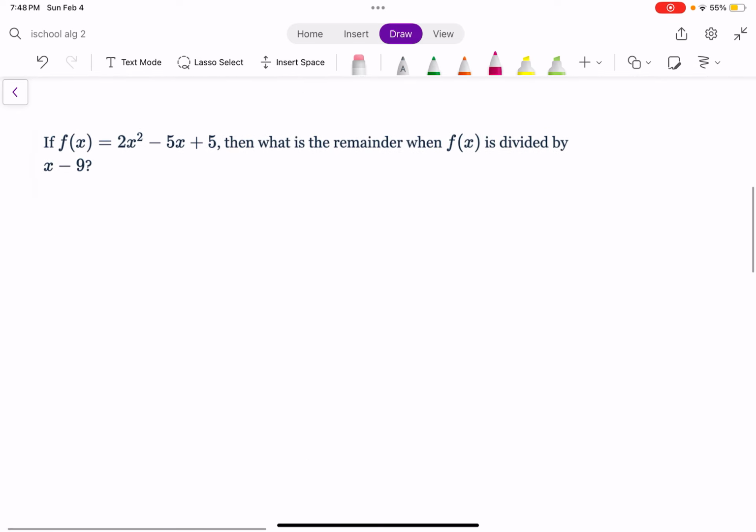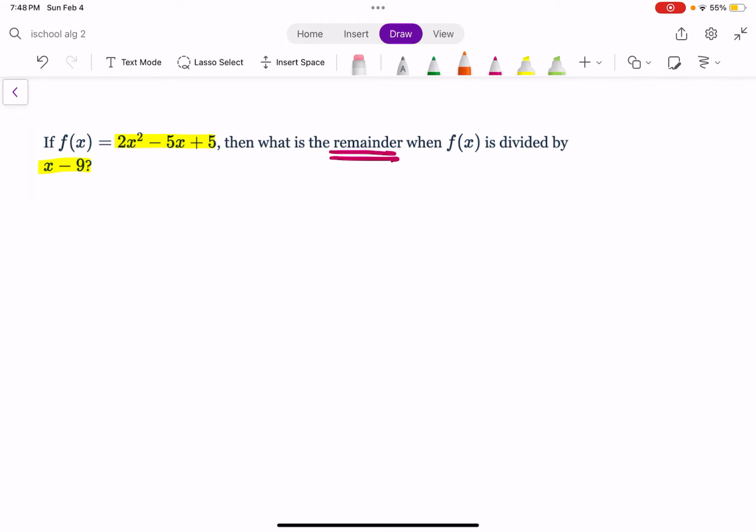It says, if f of x equals this whole thing, then what is the remainder when f of x is divided by x minus 9? So again, you could totally set up your polynomial division question, but those are kind of a lot of work and not fun. And it's just asking for the remainder. We don't really care about the rest of the problem. So this is what you do for the remainder theorem.